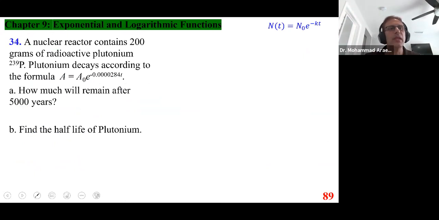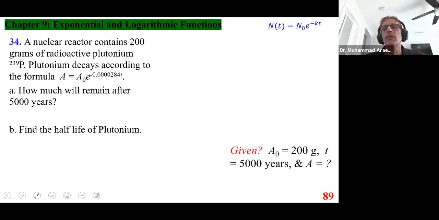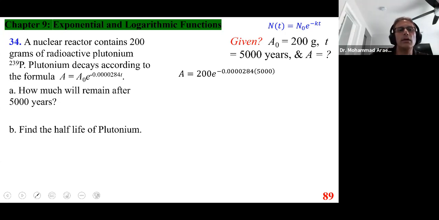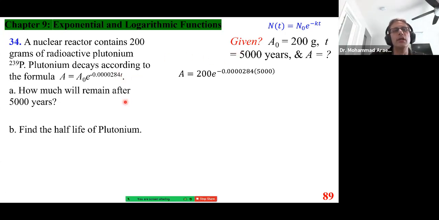Here's another word problem. A nuclear reactor contains 200 grams of radioactive plutonium, P239. It decays according to the following formula: A equals A sub 0, e to the power of minus 0.0000284 T. How much will remain after 5,000 years? And we want to find the half-life. So basically, you replace the T with 5,000, where A sub 0 is given as 200.